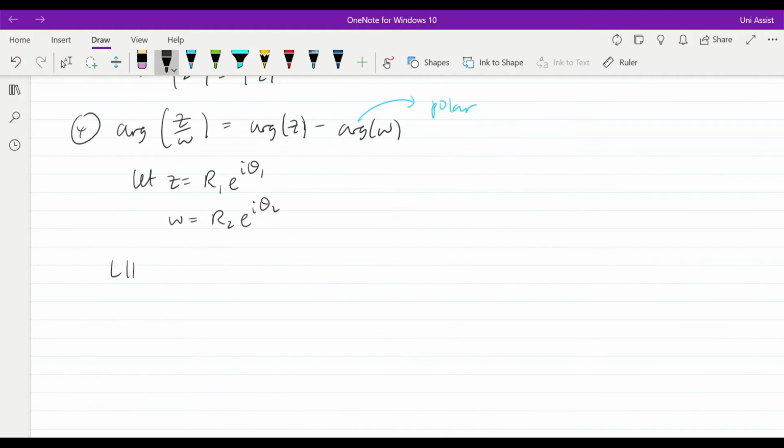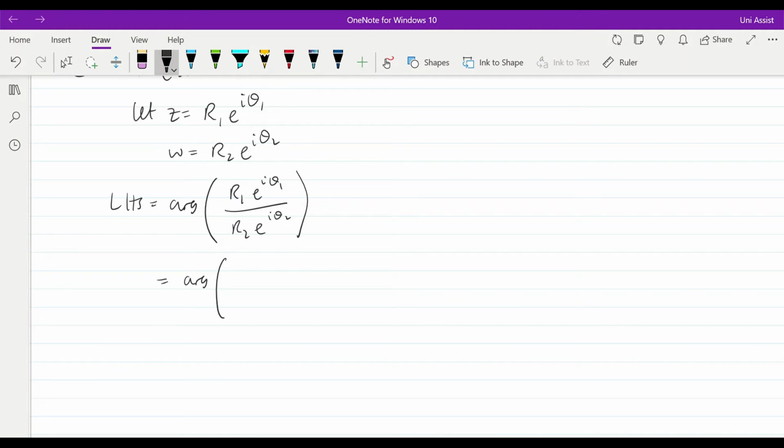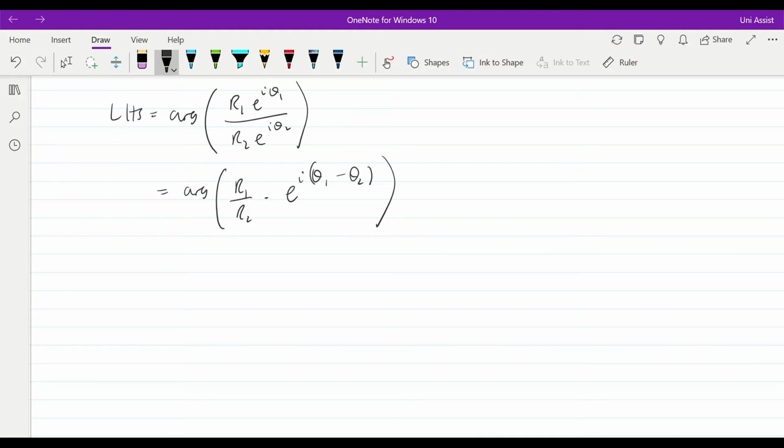So my left hand side becomes arg of r1 e^(iθ1) over r2 e^(iθ2). Simplifying this, we get arg of (r1/r2) times e^(i(θ1 − θ2)). So this is just using some basic indices laws, and we know that this is a modulus, so it doesn't affect our argument, and the argument here is represented by this value there, so we actually just end up getting θ1 − θ2.